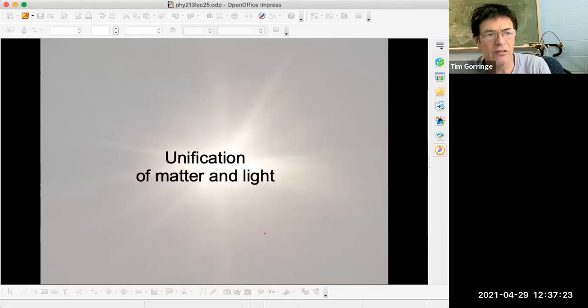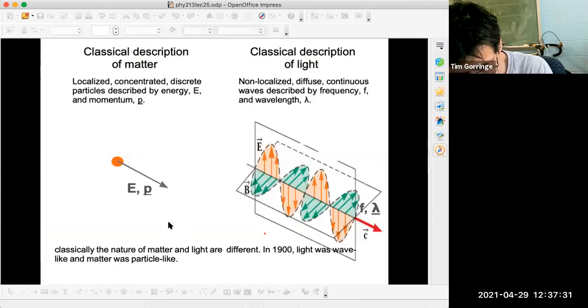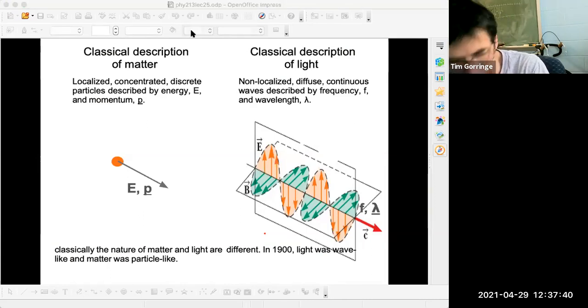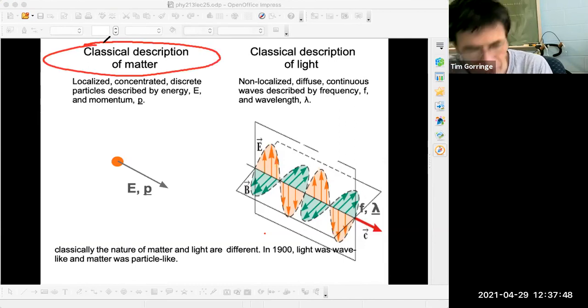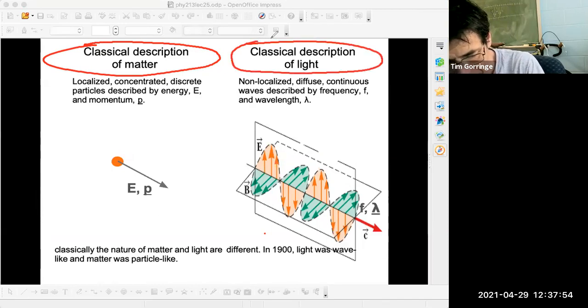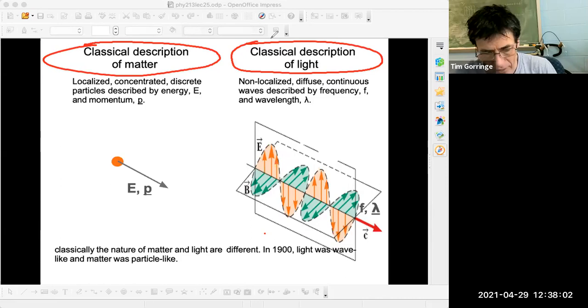Okay, so let's start with some general remarks, no formulas, equations here, about unification of matter and light, this big idea. So this is kind of the classical picture of matter and light on this slide. And then the next slide is the quantum picture of matter and light. And over here on the left, I've got the classical description of matter. And over here on the right, I've got the classical description of light. And remember, our universe is matter and light.